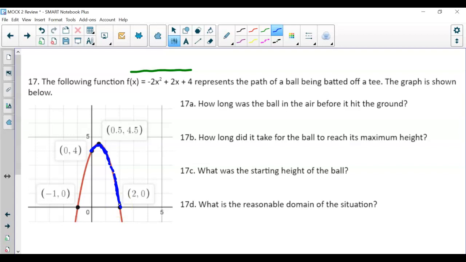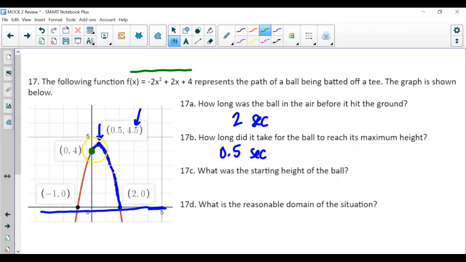So how long was the ball in the air before it hit the ground? Now keep in mind, this is the ground, your x axis. So how long was the ball in the air? Boom, it hits the ground here after 2 seconds. How long did it take for the ball to reach its maximum height? So we need our vertex. This is the max. So how long did it take for it to reach its maximum height of 4.5 feet? 0.5 seconds.